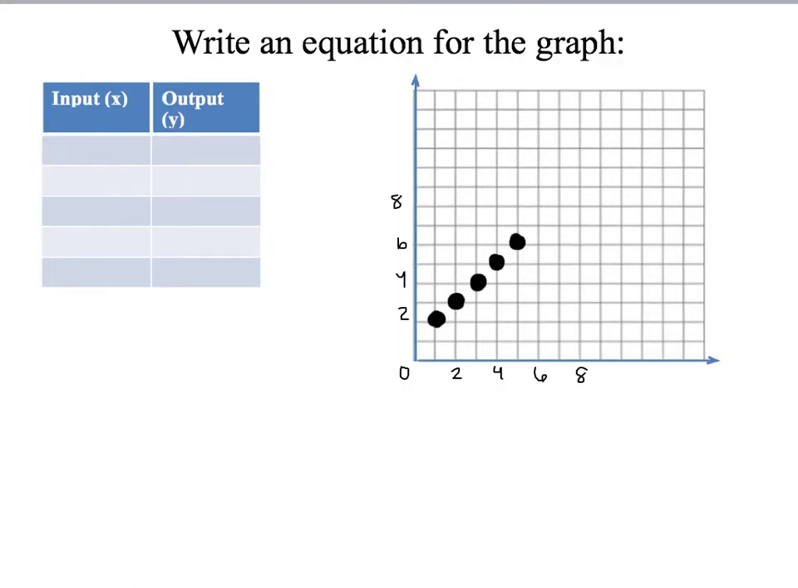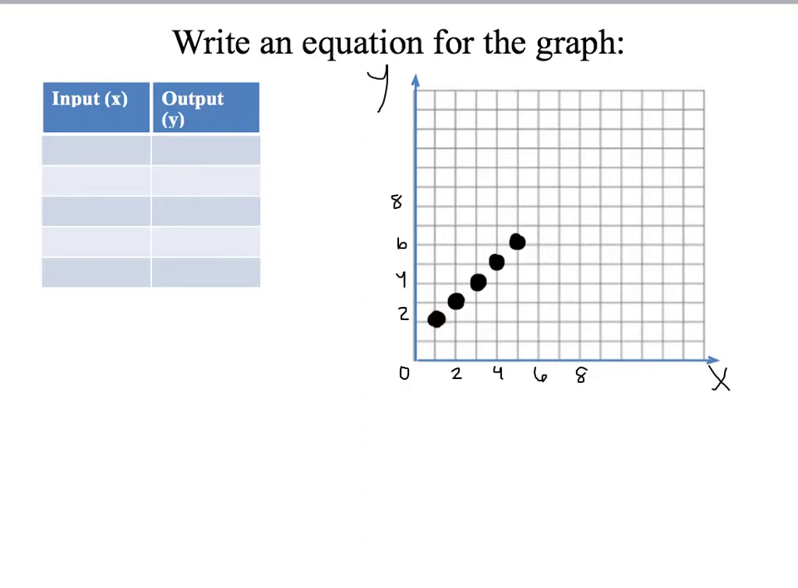This question tells us to write an equation for the graph. To do that, we're first going to write out all of the ordered pairs. So here we go over 1 on the x-axis and up 2 on the y-axis. And I'll go ahead and label my axes. That's x. This is y. So like I just said, we go over 1 and up 2.